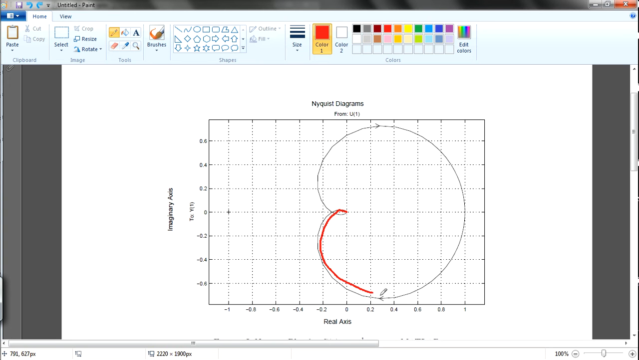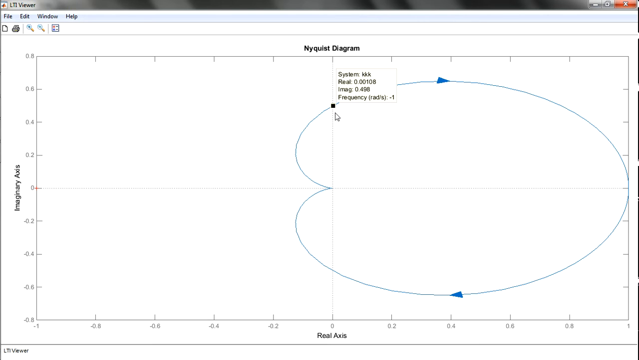what is this one? This is when omega is equal to 0, and this is when omega is equal to infinity. Okay, so I just draw it out in order to show you in an easier way.